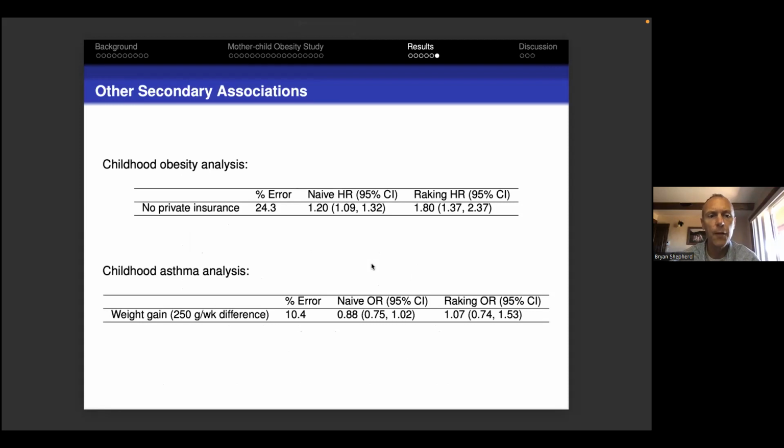There were a couple other things to point out that were different. So in the childhood obesity analysis, remember private insurance or insurance status was very error prone. 24% had errors. So if we use just the electronic health record, we got a hazard ratio of 1.2. If we use the validated data and our procedure, then we got a much stronger association, 1.8, with non-overlapping confidence intervals. For our childhood asthma analysis, that was the secondary analysis, we had a 10% error rate for that variable. Weight gain was associated with a borderline potentially protective effect using the electronic health record data alone. But if we use generalized raking, we ended up with something that was clearly much more null.